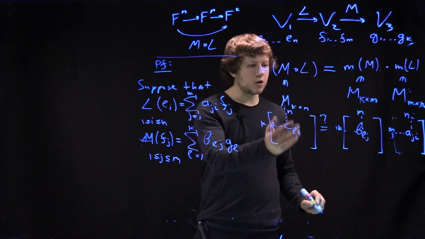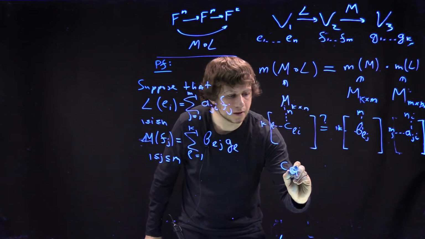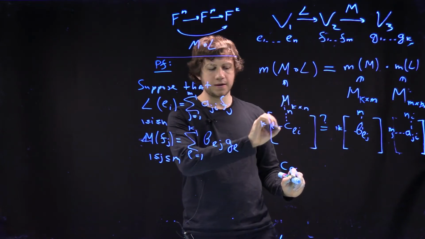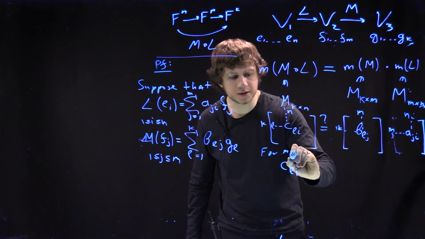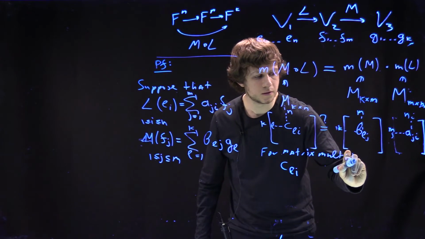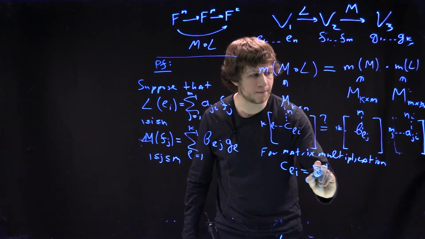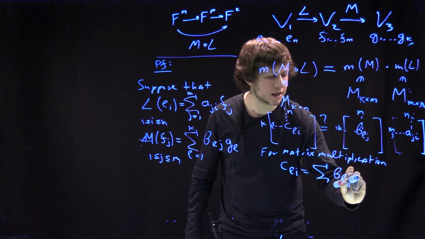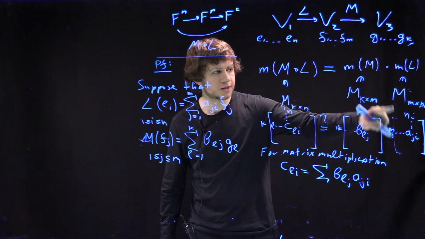And so then we know what is CLI. So CLI, if we look at matrices, so for matrix multiplication, we know that according to the formula, CLI equals the sum of BLJ times AJI, where J goes over the intermediate size from 1 to m.